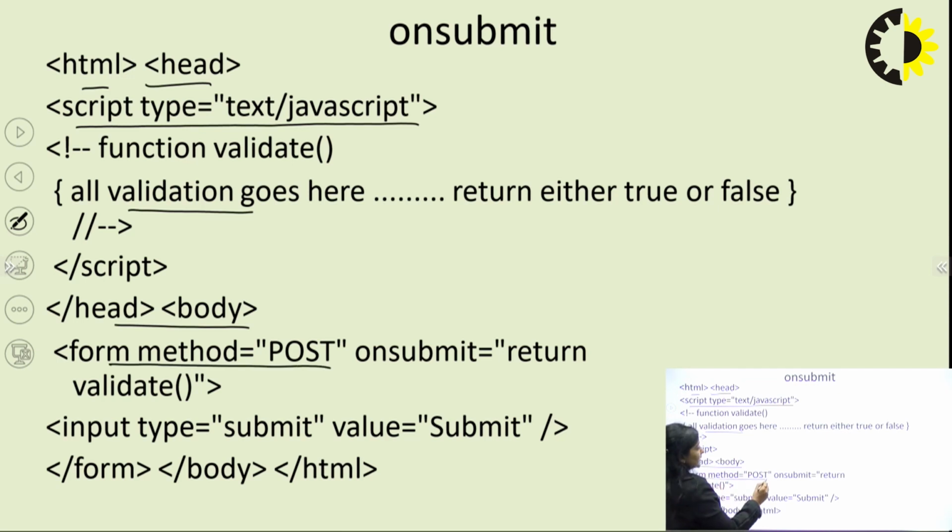Form method, this is the method get or post. On submit, we will return the validate function, this is the return validation function, it is the same validate function which will be called, and input type text, button value is equal to submit. So whenever we call it on submit, all these functions will take place.